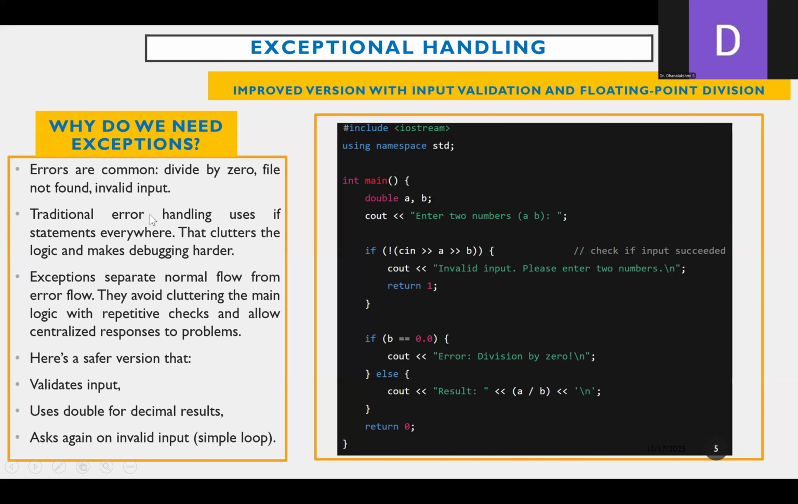Students, note it. For the same example here, there's a safer version of the code which validates the input, uses double for decimal results, and asks again if the input is not valid. You can see that we have used double instead of int, and we check whether we are getting proper input, and if cin fails, we display the error message. We have also checked for division by zero, and it gives the result. This is what we call small level exceptions, so that your program runs without much delay.